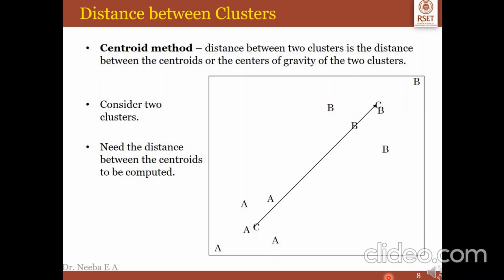algorithm. Considering the two clusters A and B, as you can see, the centroids are found first for both the A cluster and the B cluster, and the distance between those two is found. So this is how the centroid method is used.